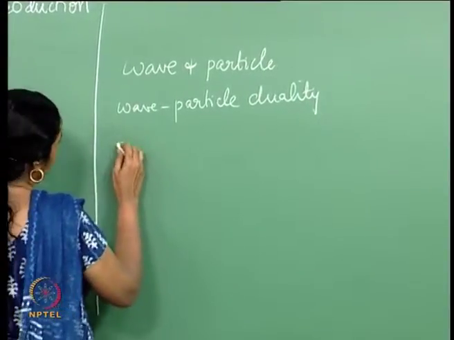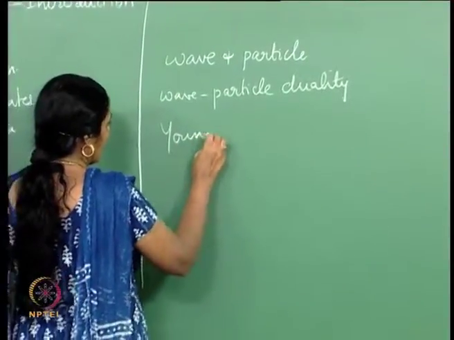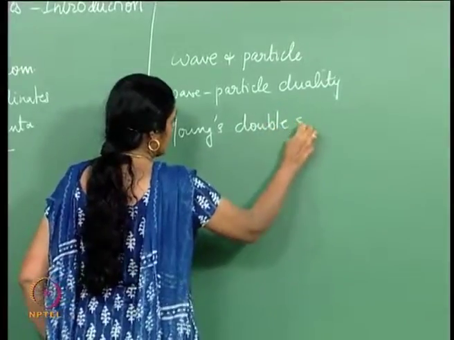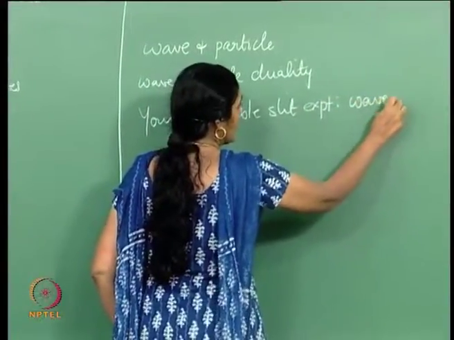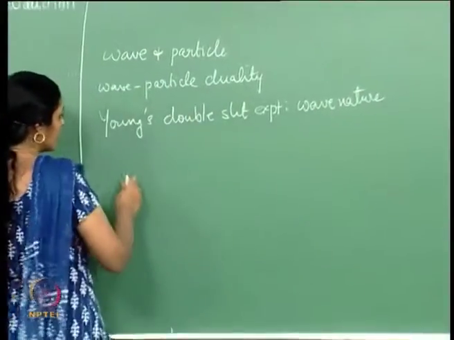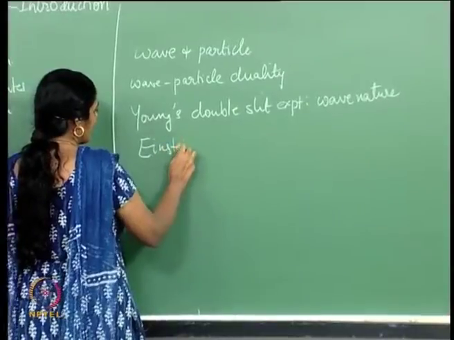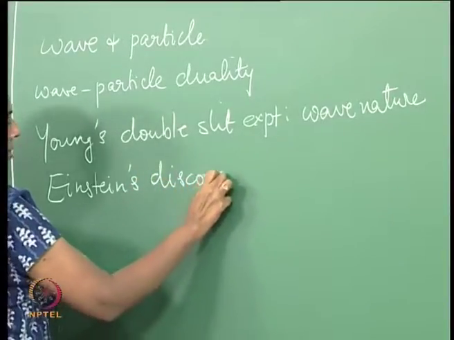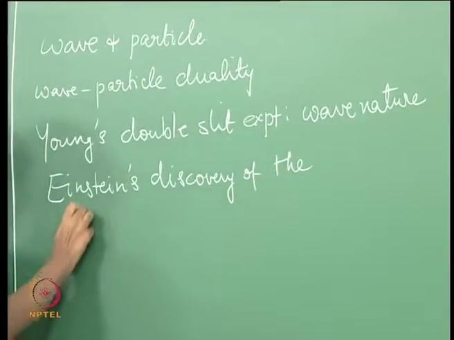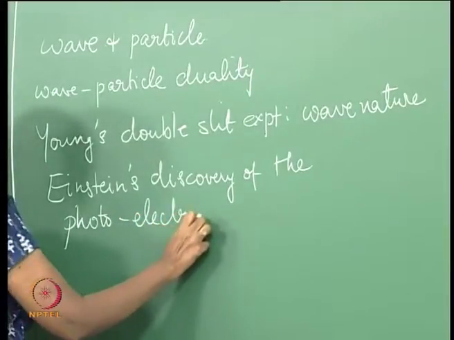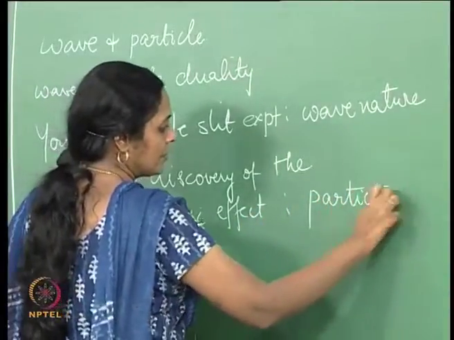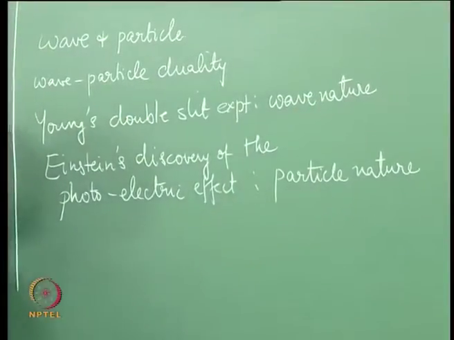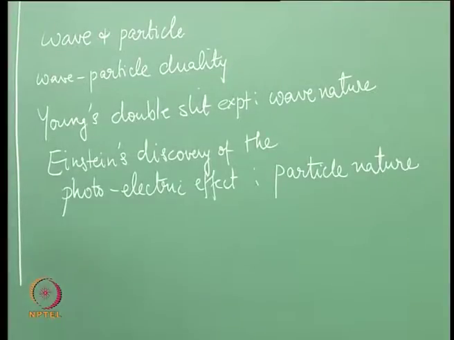I am normally fond of two of this class of experiments. Young's double slit experiment, which demonstrates the wave nature of objects, and Einstein's discovery of the photoelectric effect. And this demonstrates the particle nature of objects. So, I will just give a rather brief description of the Young's double slit experiment first, and we will take it up from there.